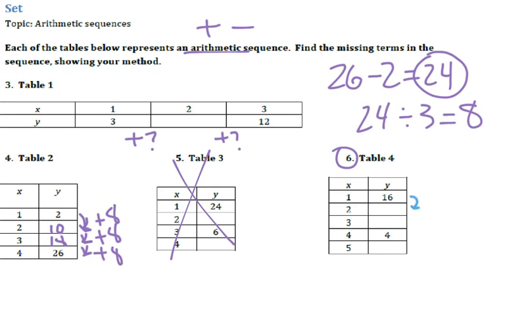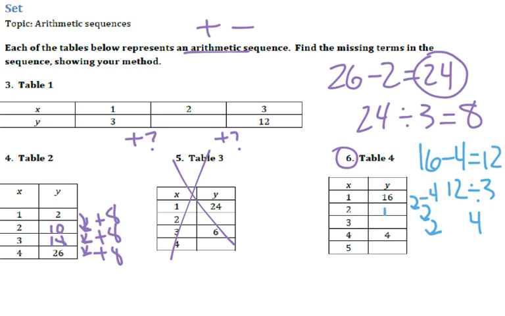Table 6, we kind of have the same thing going here. We're making 1, 2, 3 jumps from 16 to 4. So now, what's the difference between 16 and 4? 16 minus 4 is 12. We made 3 jumps, so however many jumps you take, that's what you divide by. 12 divided by 3 is 4. Now because we're going down, we're going to be subtracting 4.